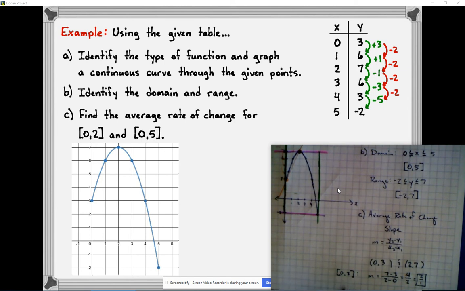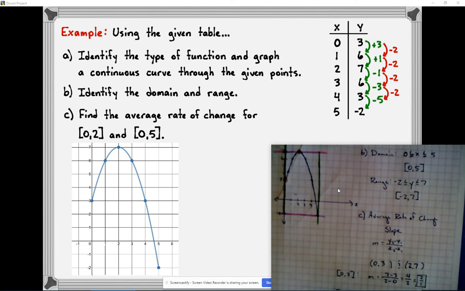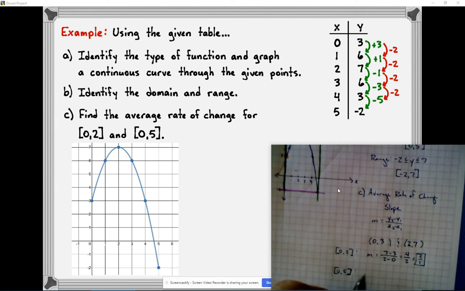For the second interval that it's given us, it says 0 to 5. So let's go ahead and give that a try here. From 0 to 5, well, the coordinate for 0 is still 0, 3. That's according to the data here. And the coordinate for 5 is 5, negative 2.